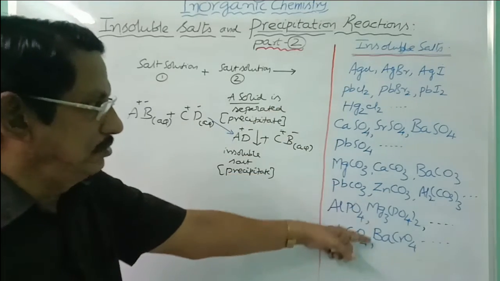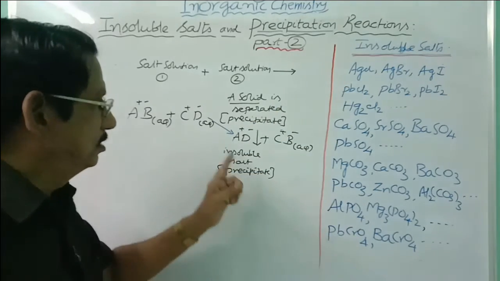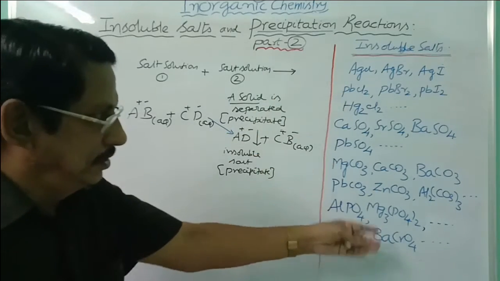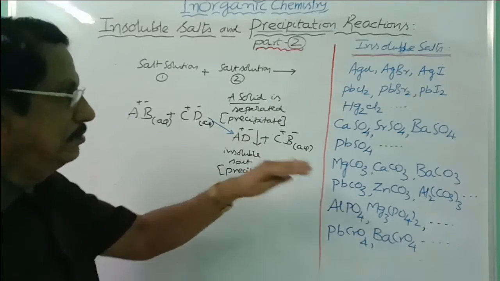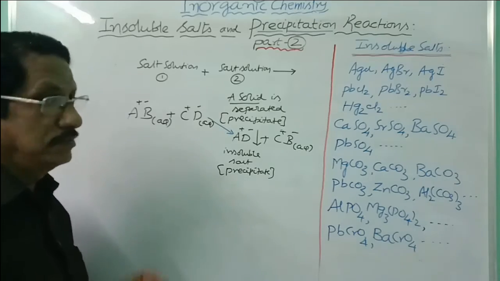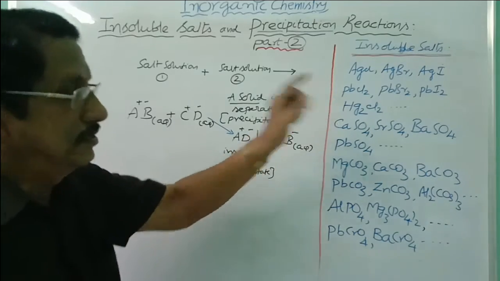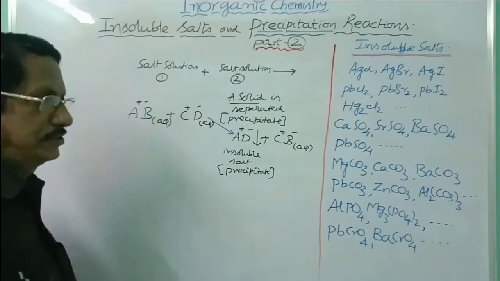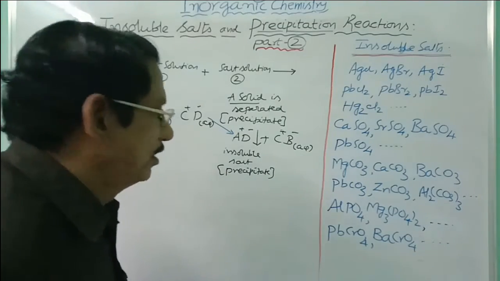Any one of these soluble salts may be AD. If you take any salt here, that can be obtained in the form of precipitate, but you have to take that salt in two parts, two solution parts, and then you have to combine.